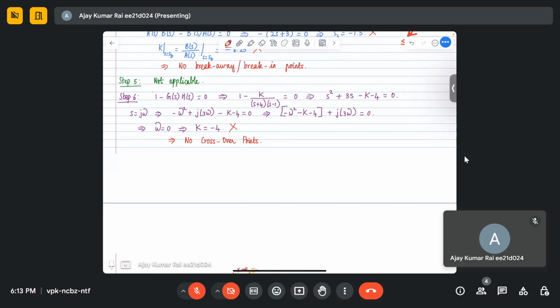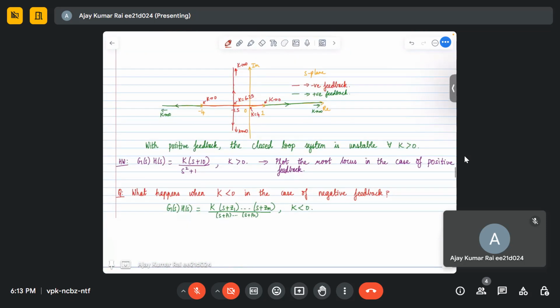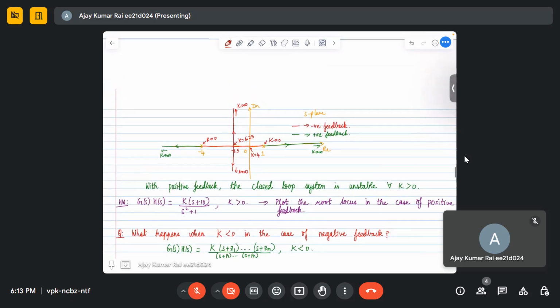So now we have the characteristic equation, and correspondingly we'll calculate the value of omega and k. So this was one example that was taken. In this question, for the positive feedback and for the negative feedback, they have drawn the root locus in the same graph, so you can see what the changes are.